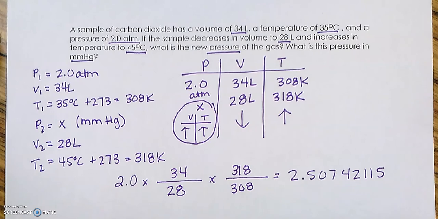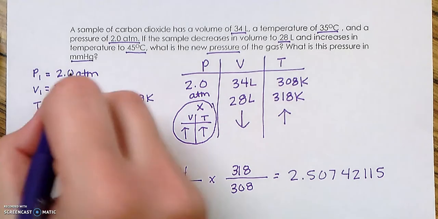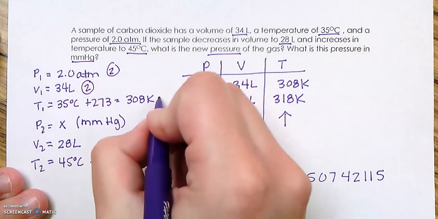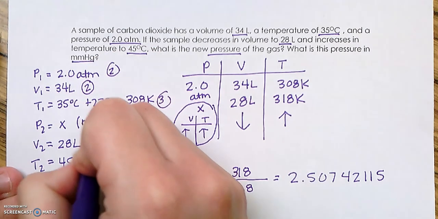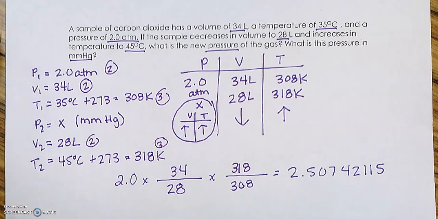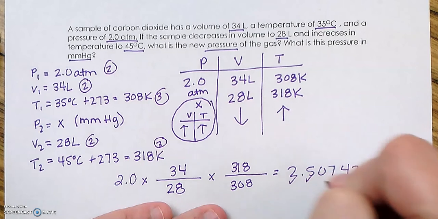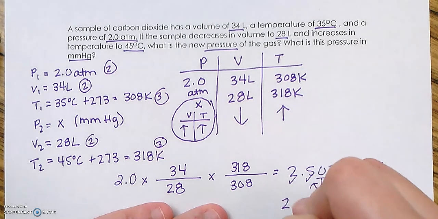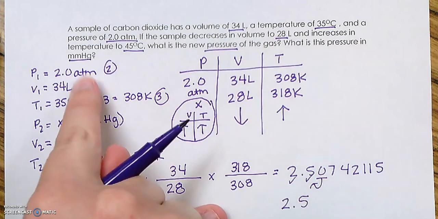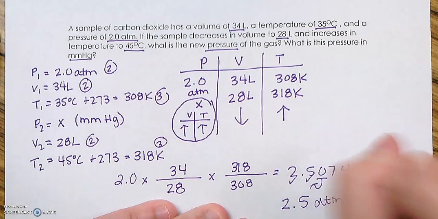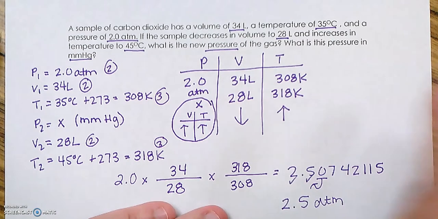Now we need to look at sig figs here. I have 2, 2, 3, 2, 3. So I can only have 2 in my answer, so 1, 2. What does that 0 do to that 5? Nothing. So 2.5. And right now we're in atmosphere, so atm. So that answers this first part, what's the new pressure?